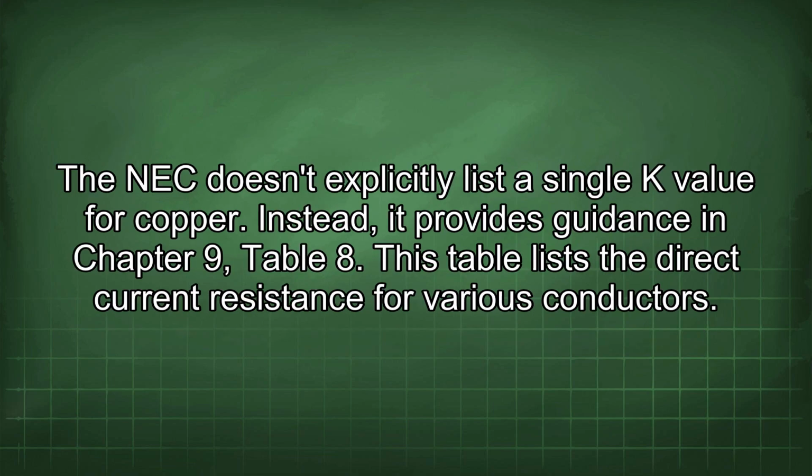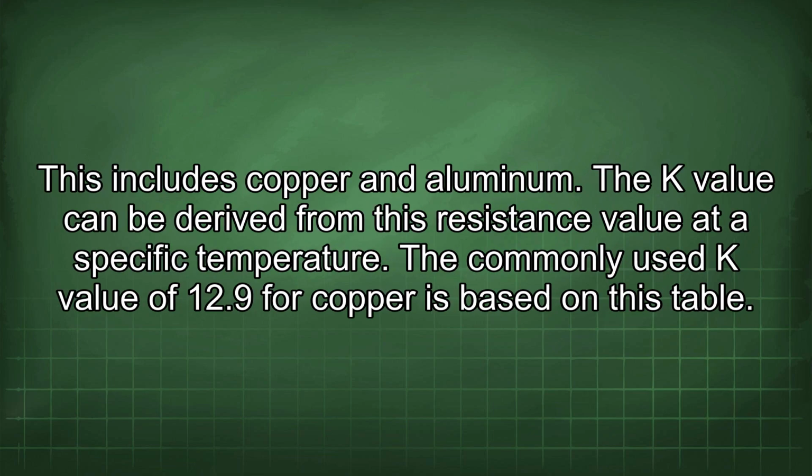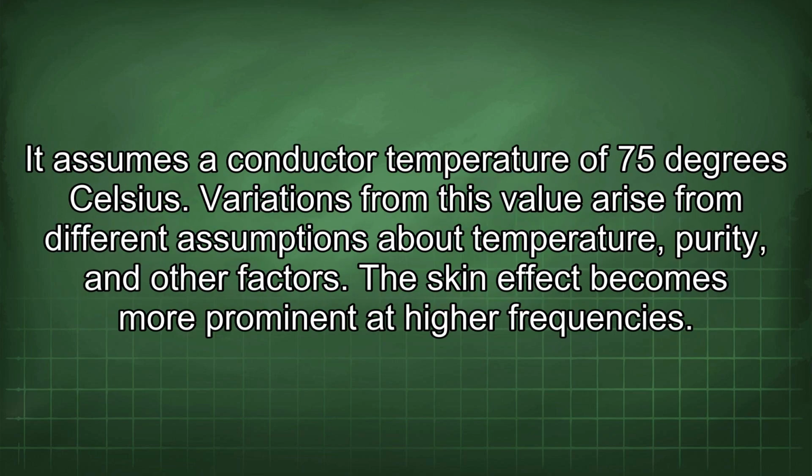The NEC doesn't explicitly list a single K value for copper. Instead, it provides guidance in Chapter 9, Table 8. This table lists the direct current resistance for various conductors. This includes copper and aluminum. The K value can be derived from this resistance value at a specific temperature. The commonly used K value of 12.9 for copper is based on this table. It assumes a conductor temperature of 75 degrees Celsius. Variations from this value arise from different assumptions about temperature, purity, and other factors.